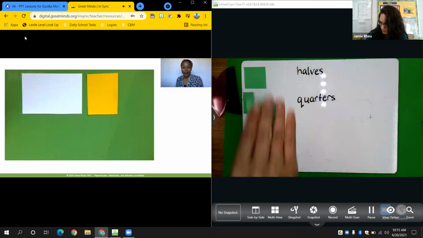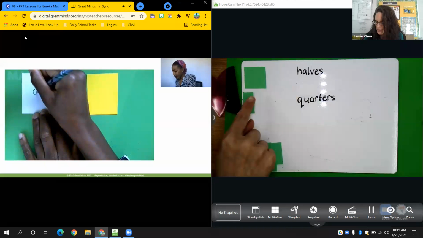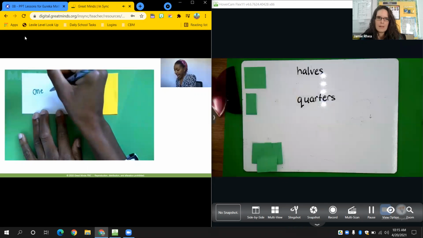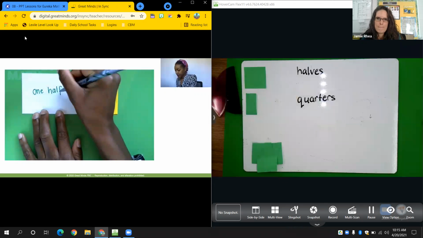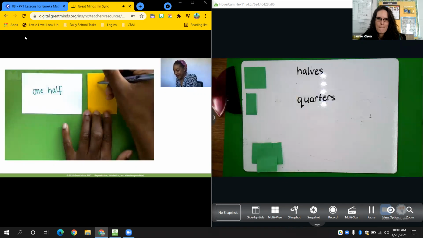Let's go ahead and label the pieces. This side we said is halves. This was 1/2 of the rectangle. And this piece was, what was it again? Quarters. That's right, 1/4.